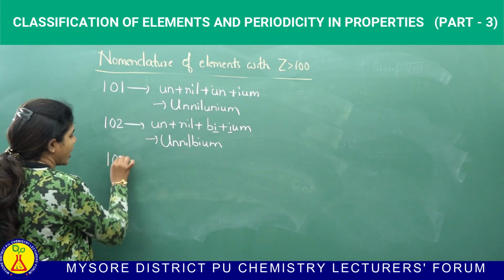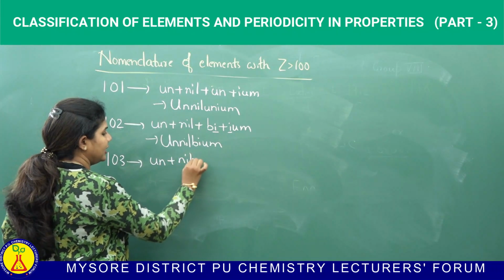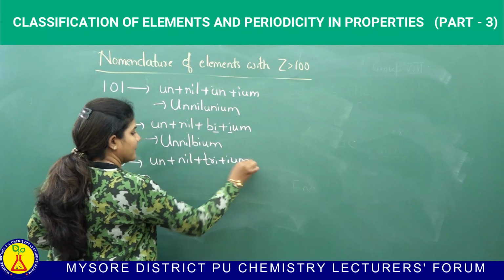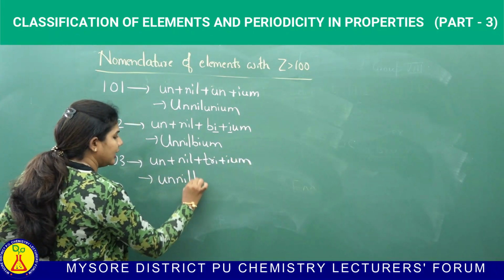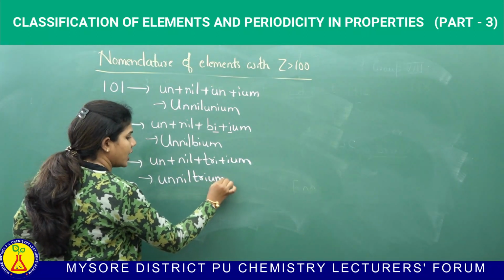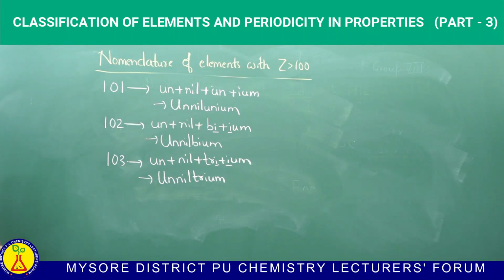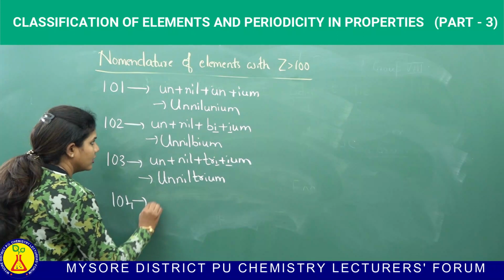Okay, next one. 103. Un plus nil plus tri plus ium. It became un-nil-trium. Un-nil-trium. There is no double I, it is a single I. Un-nil-trium. Okay, next. 104.